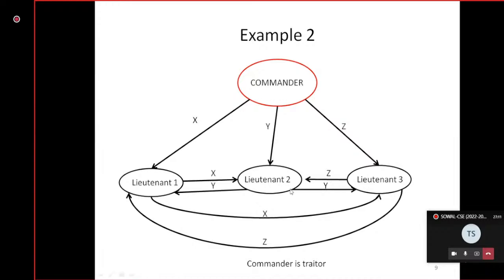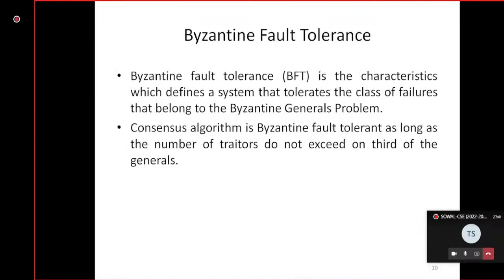They share the commander's message with each other, and based on the vote, they decide. Each one of them is getting a different kind of message from the commander. So they understand that the commander is a traitor and they have to go with the decided plan. So this is the Byzantine general problem, and this same solution is applied in Bitcoin, where the characteristic introduced in the network is Byzantine fault tolerance.